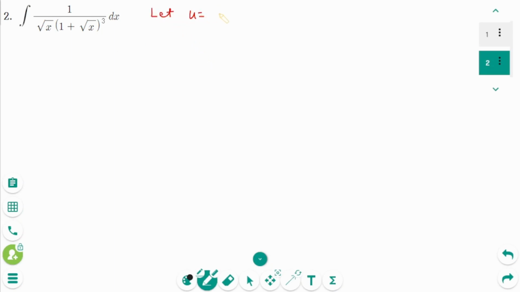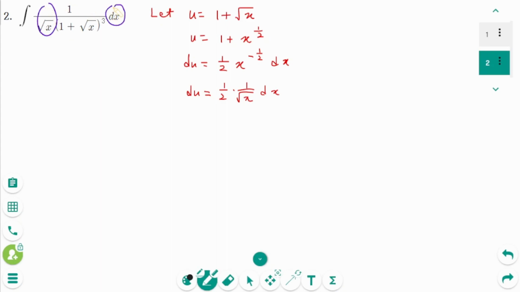Let u equals 1 plus square root of x. We can rewrite as u equals 1 plus x to the power of 1 over 2. Derive each side. du equals 1 over 2 times x to the power of minus 1 over 2 dx. du equals 1 over 2 times 1 over square root of x dx. There is only 1 over square root of x dx, then times 2 on each side. 2 du equals 1 over square root of x dx. Back to the original, let's replace all x with u.